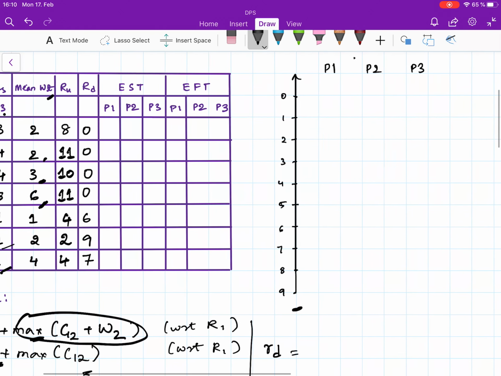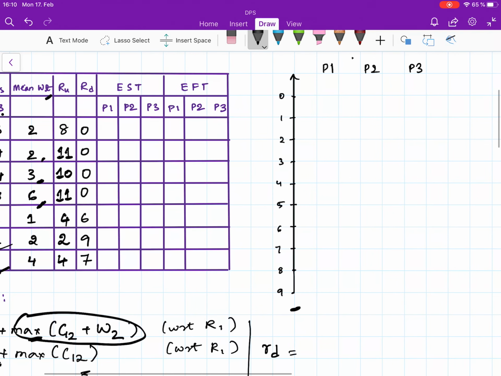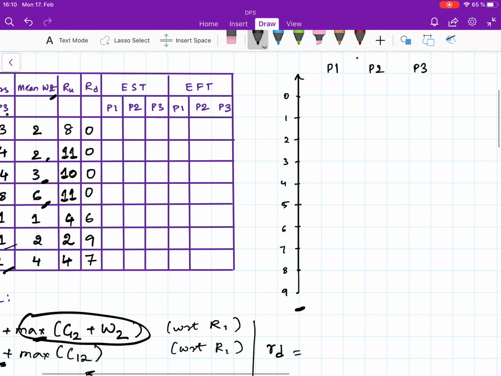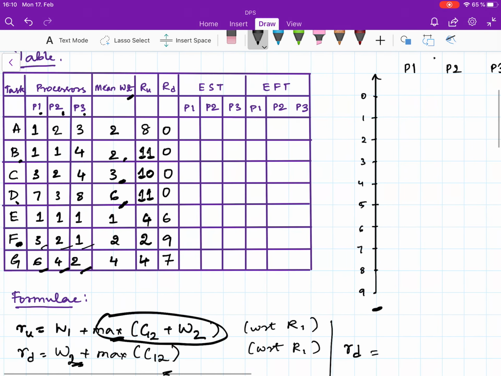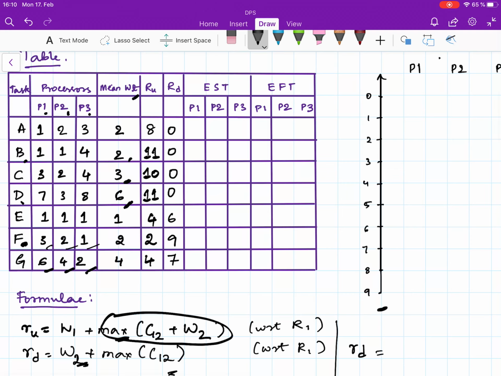Alright, so if we come to the scheduling, P1, P2 and P3 are already at time instant 0, right? So this is the starting time for B. That means it can start at 0 on all these processors.